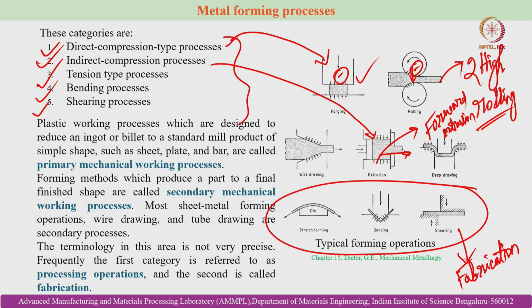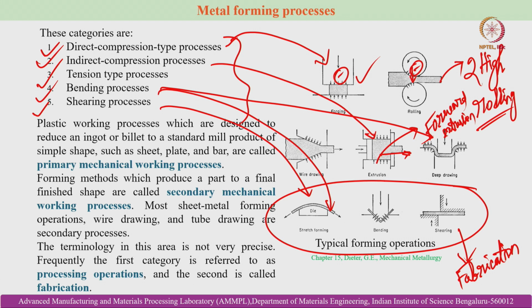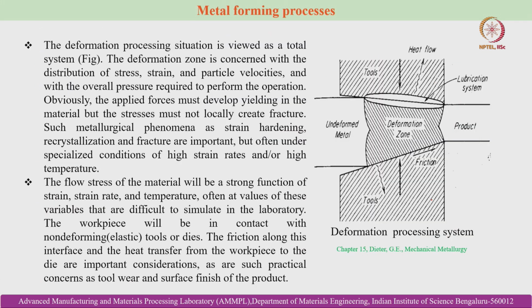Okay. This is a typical example of a bending process, and shearing processes are this much, and this is also an example of a bending process. So, these are basically the shearing processes. Okay. So, the deformation processing situation is viewed as a total system.